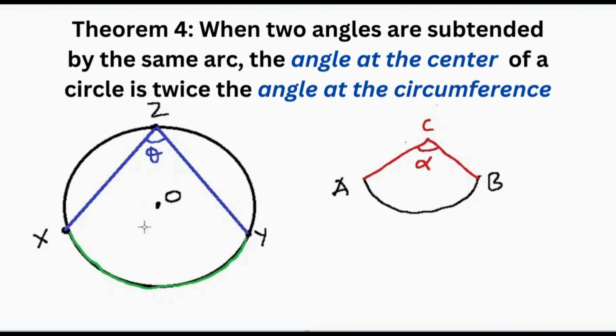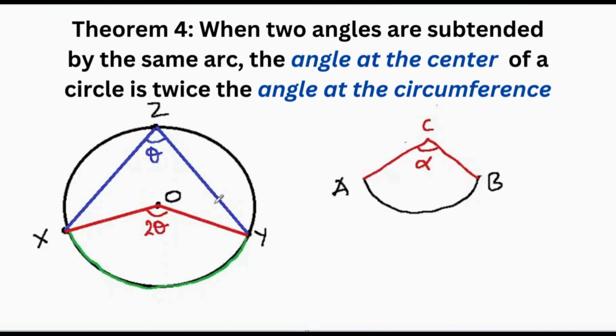Now let's draw how the same arc XY is going to subtend an angle at the center. From X, let's draw a line to meet the center O, then another line from Y to meet the center O. So we can say arc XY, the green minor arc, is actually subtending an angle at the center. So let's have the angle at the center as this. What the theorem is saying is that whatever angle you have at the circumference, twice that angle is the angle at the center. So if theta is the angle at the circumference, then 2 times theta will be the angle at the center.